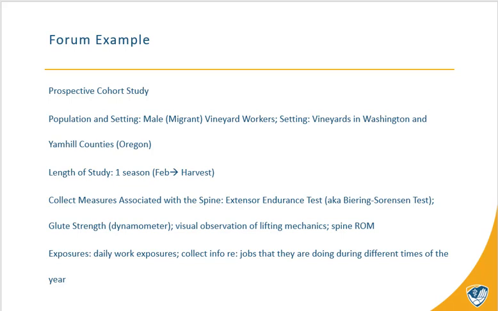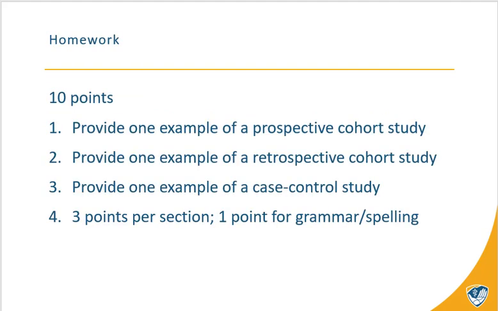My example would be a prospective cohort study. My population would be male migrant vineyard workers. The setting would be vineyards in Washington and Yamhill counties in Oregon. The length of the study would be one season, from February through harvest. Collecting measures associated with the spine, listing some different things there to assess strength. And exposures would be the daily work exposures, collecting information on the different jobs they do during the different times of the year. For your homework, you're going to provide one example of a prospective, retrospective, and case control study related to environmental or occupational epidemiology.